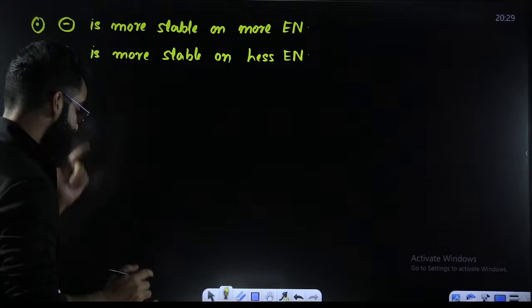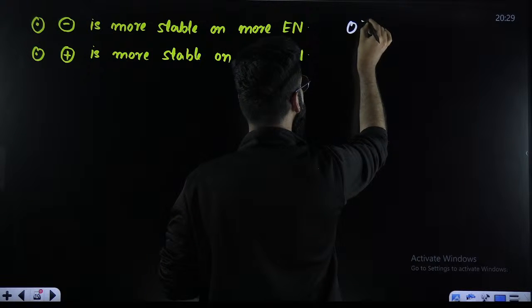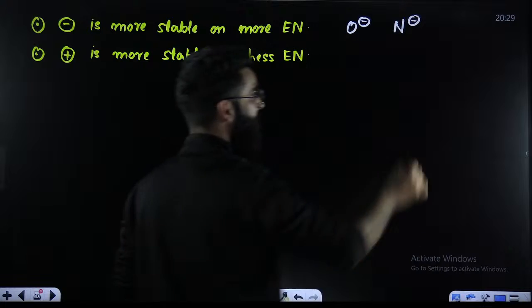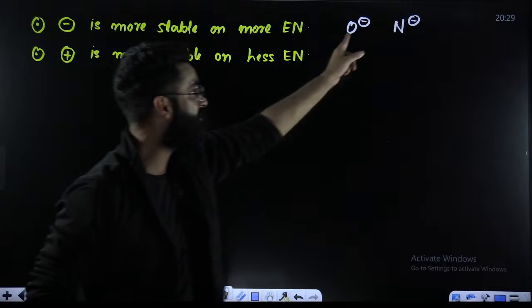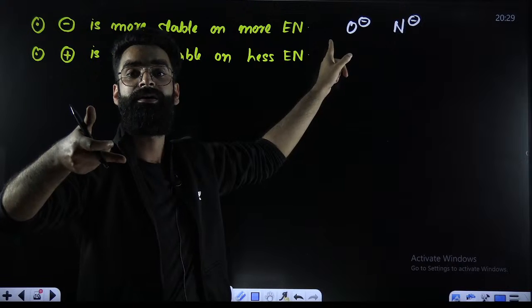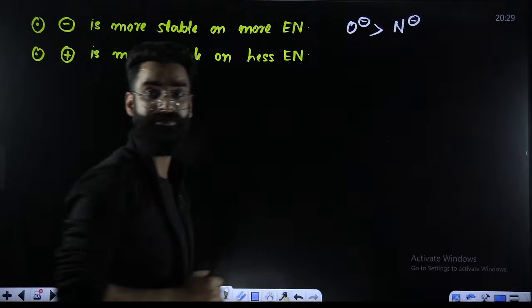For example, have a look. Let's say over here, I've got oxygen carrying negative charge. I've got nitrogen carrying negative charge. If I ask you where is negative charge more stable? Negative charge is more stable on more electronegative element. More electronegative element here is oxygen. So negative charge is more stable on oxygen.